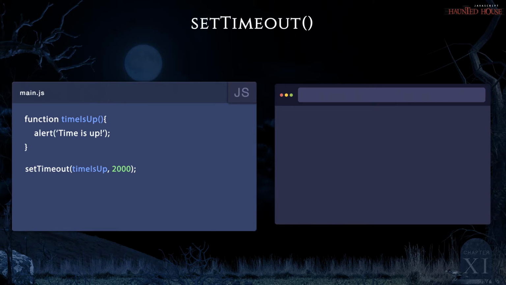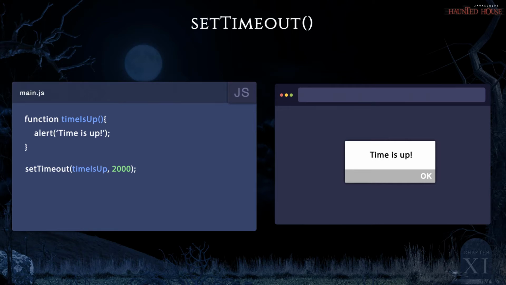Let's refresh the page and wait. There you go. After 2 seconds, the function was called. This is the basic operation, and using it, we can define any code to be executed by JavaScript.